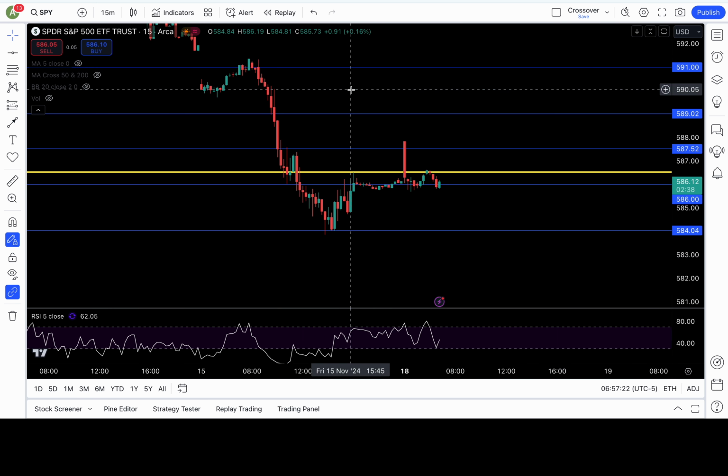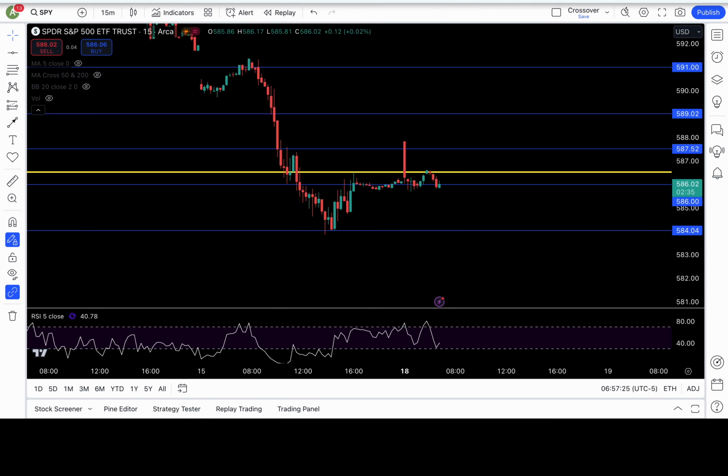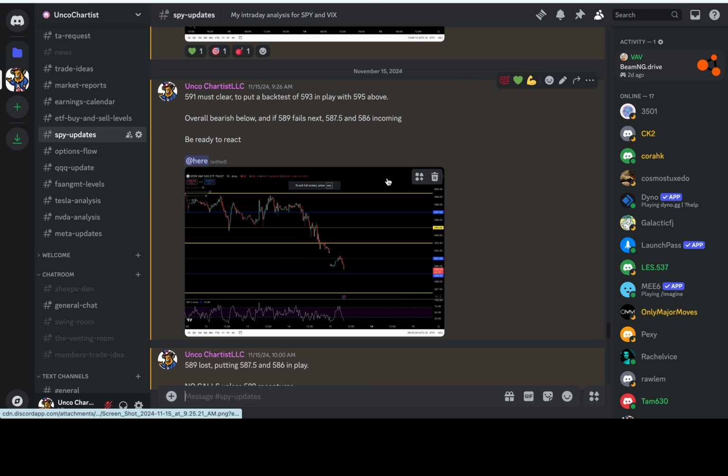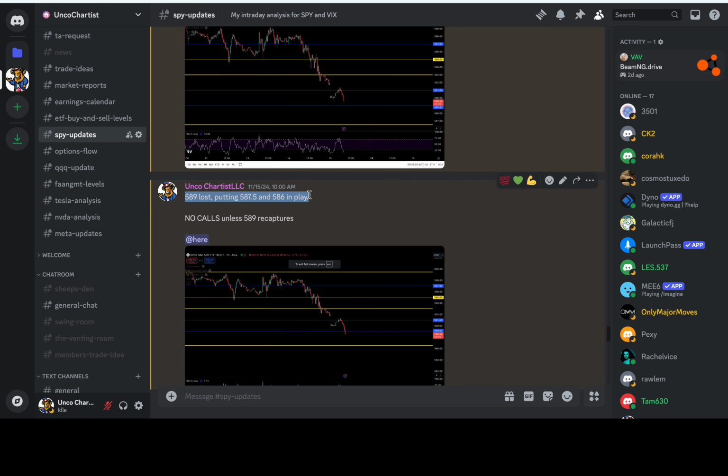What did I give you guys? A 589 level. I also wrote it in the Discord. Guys, I do have a Discord, so definitely join the Discord for the intraday analysis. I wrote here on Friday: 591 must clear to put a back test of 593 and 595 in play, because I was overall bearish below 595. But just because we're bearish doesn't mean we can't play a back test. However, we didn't get the back test. I also wrote: overall bearish below 591, and if 589 fails, next 587.5 and 586 incoming. And I wrote 589 lost when we lost it.